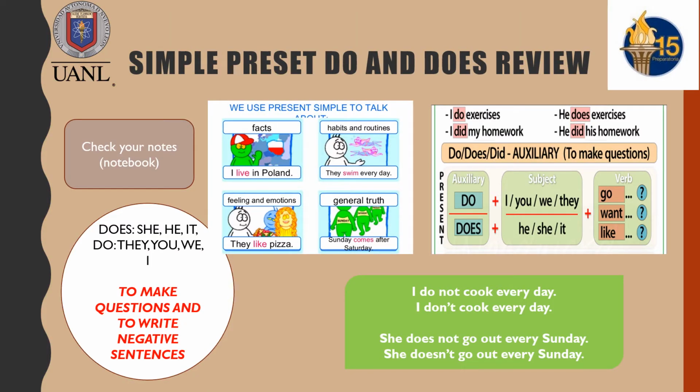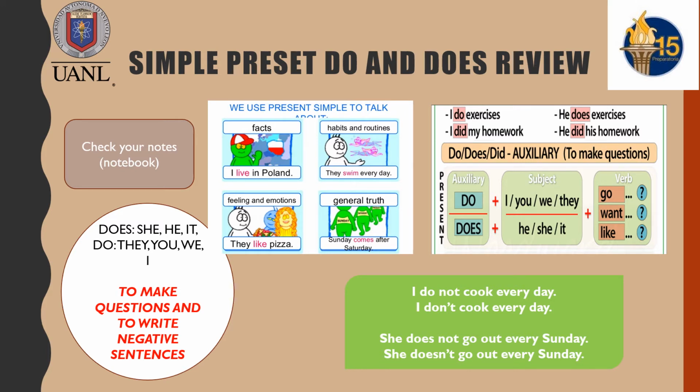Now we have the other part related with simple present tense using the auxiliary do and does. So this is a review. We checked this in the class, so you have the notes in your notebook. Check your notes in your notebook. So the first thing that you have to know is the use. So use present simple to talk about facts, right? Feelings and emotions, habits and routines, and general truth.